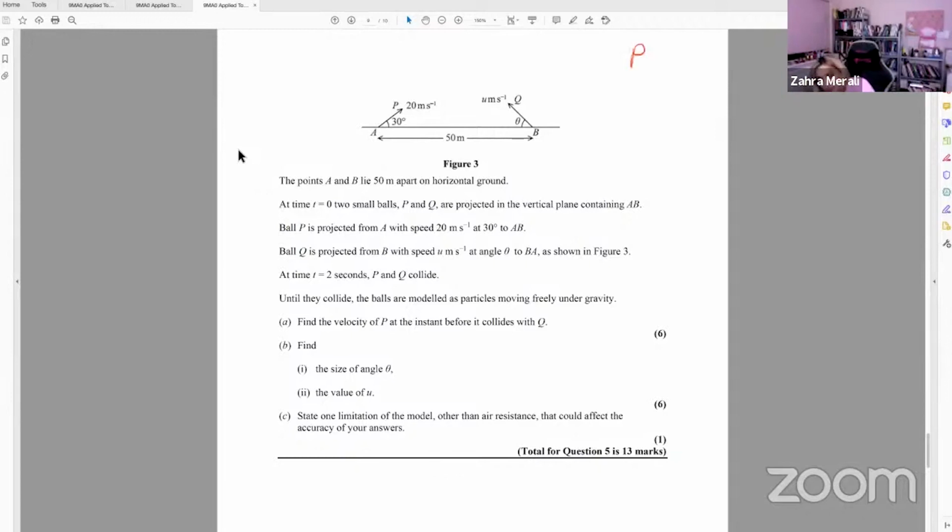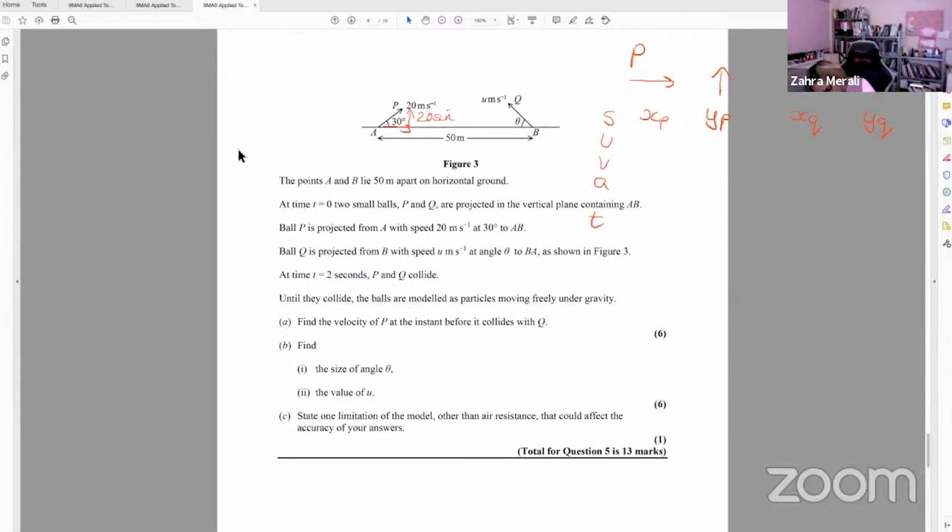If we think about particle P, we'll have a horizontal and a vertical, and particle Q will have a horizontal and a vertical. So SUVAT. For particle P, I'm going to call the amount it moves in this direction XP, and this is going to be YP. For particle Q, this is going to be XQ, and this is going to be YQ.